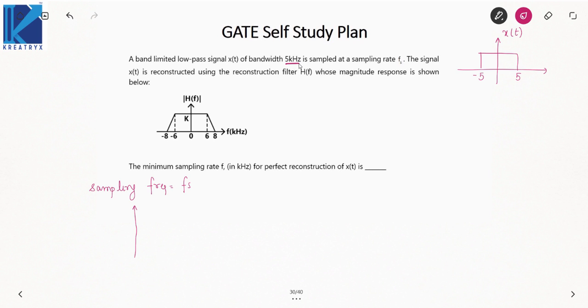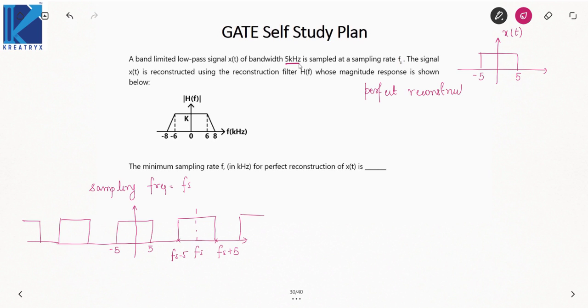Now by sampling, what will happen? This spectrum will repeat after Fs. The first one is the original spectrum, then the next one will be the repeated copy, then again repetition. Similarly on the left hand side also. So this center would be at Fs, so this value will be Fs minus 5, this would be Fs plus 5.